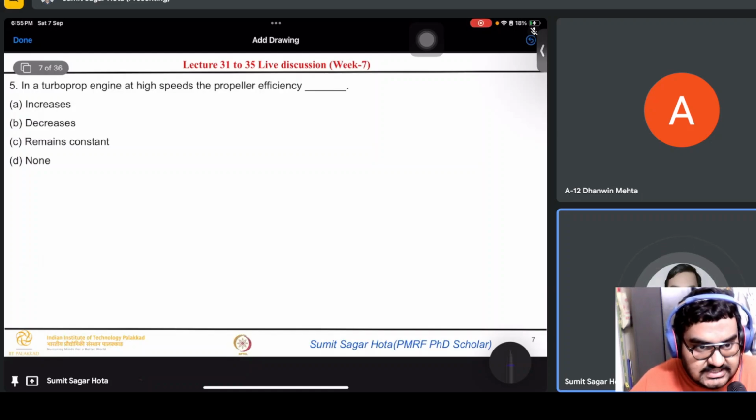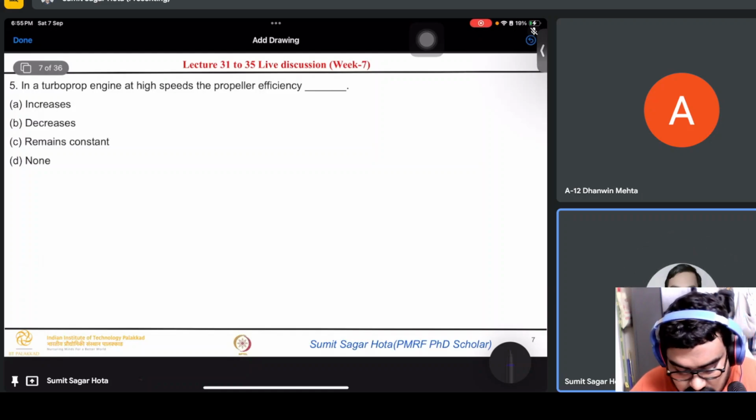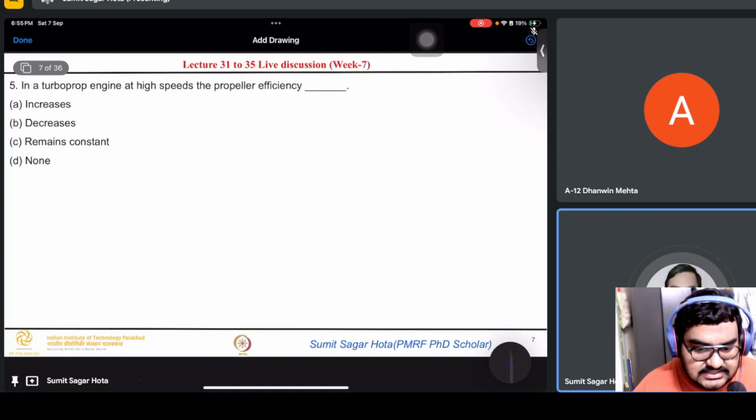In a turboprop engine at high speeds, what happens to the propeller efficiency? This problem will be there in most engines, and that is the reason we are redesigning these engines, to increase propeller efficiencies. The disadvantage of the turboprop engine is that at high speed, the propeller efficiency is going to decrease.